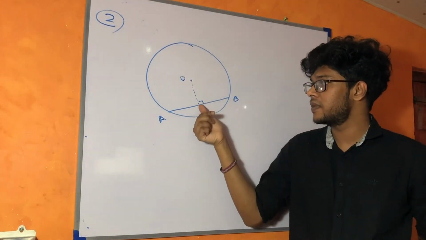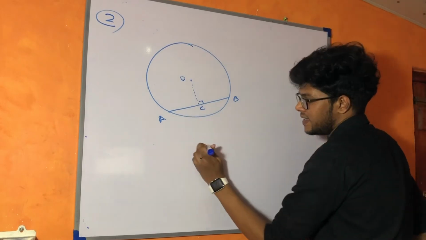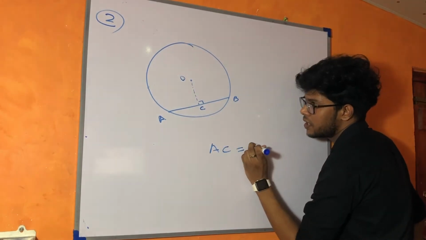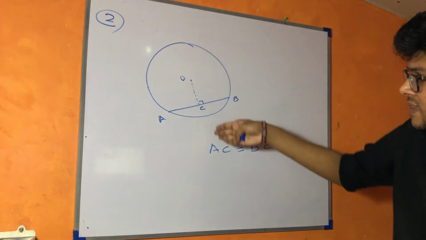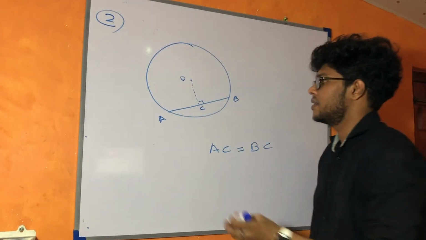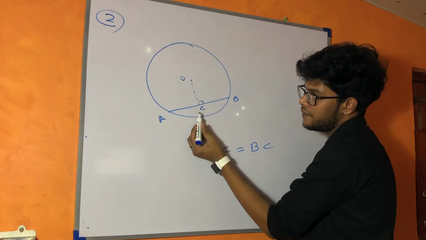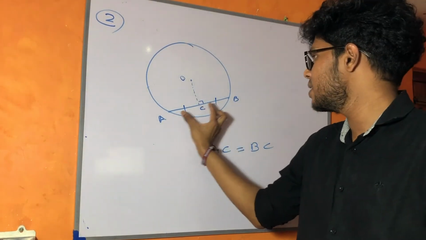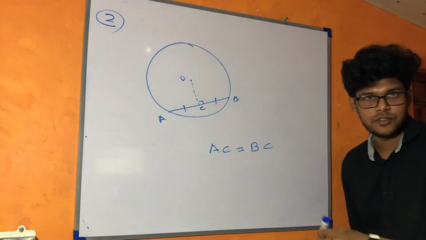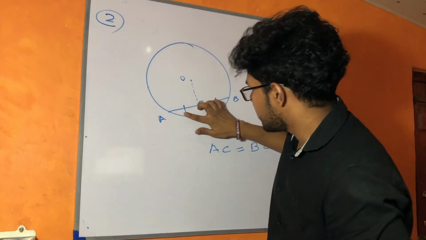So if it is perpendicular, the distance AC is going to be equal to BC. So it is going to bisect the chord AB. The perpendicular drawn from the center will bisect the chord AB. So this distance is going to be equal to this distance, right? So how can we prove that?